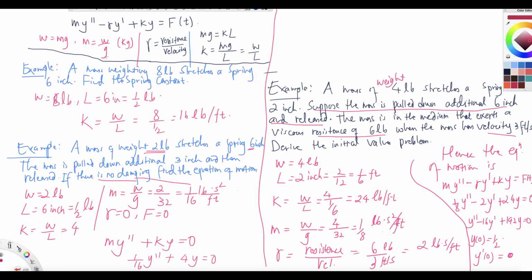If the weight of the object is given in terms of kilograms, then the mass will be just the weight. But if the weight of the object is given in terms of pounds, then you will have to do mass equals W over g, where g will be 32, okay? That's how we find it.